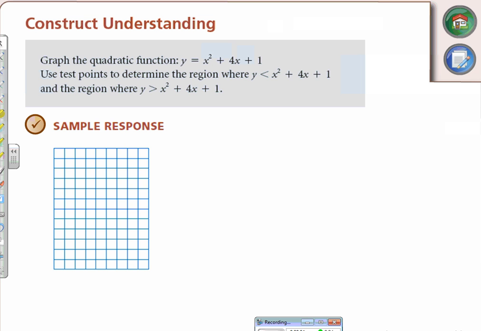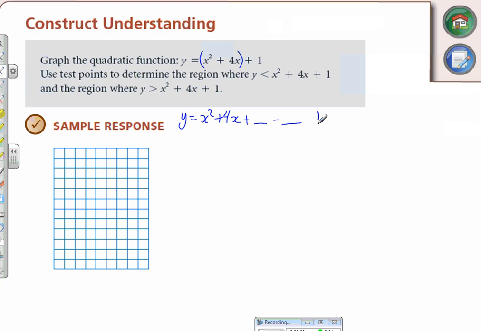So in order to do a quick sketch, finding the vertex, let's go through that. y equals x squared plus 4x. We don't have a leading coefficient to pull out, so we can just go plus something minus something, plus 1 on the end. That plus something minus something is the 4 divided by 2, squared. So 2 squared gives us 4. So 4 goes in and 4 comes out.